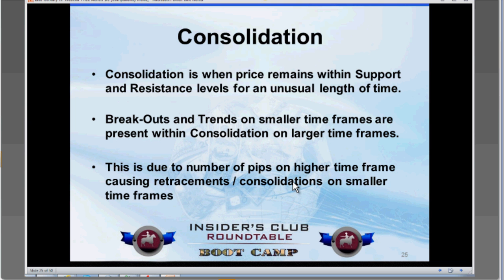then seeing if they break on through to the other side, to quote Jim Morrison of The Doors, or the possibility of them reversing and going another 1,000 pips or more, and you just participating. This is due to the number of pips on higher time frames causing retracements and consolidations on smaller time frames.